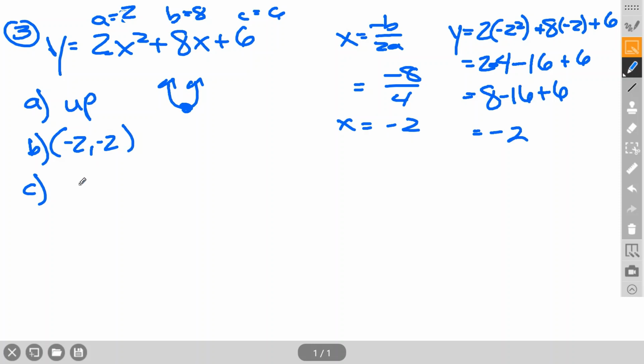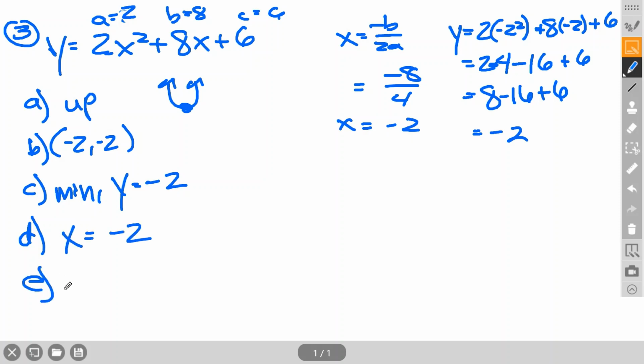So letter C, the vertex is a minimum, and the minimum value is negative 2, because it's always the y coordinate for the minimum value. So it's negative 2. Letter D, give the equation for the axis of symmetry. That's the x coordinate, so negative 2, x equals negative 2.